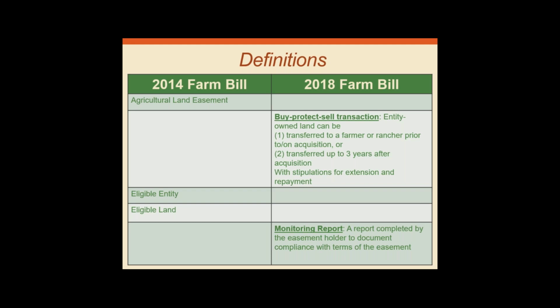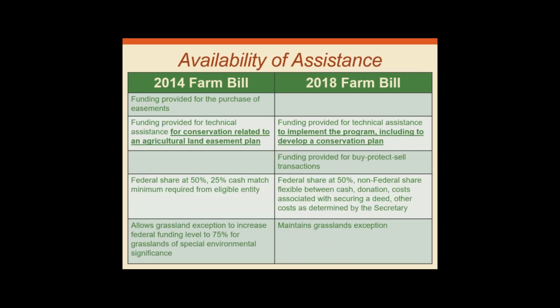In the availability of assistance section, there are a couple of changes here. The first one of note is that what previously had referenced an agricultural land easement plan now references just a conservation plan which applies to highly erodible cropland. So this is going back to more 2008 Farm Bill language. And we'll talk more about the ALE plan being removed in other sections of the legislation. Funding is also provided for buy, protect, sell transactions, as was explained in the previous slide.